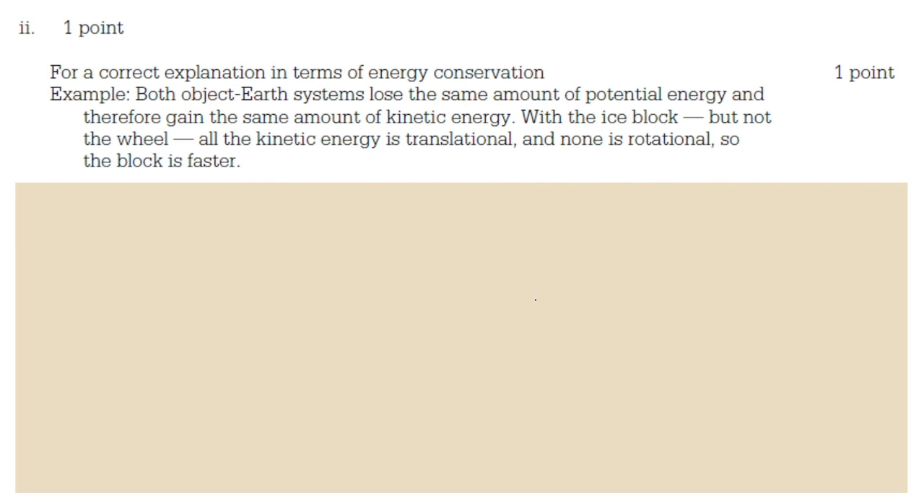Then it says with the ice block, but not with the wheel, all the kinetic energy is translational and none is rotational. So the block is faster. And that's it. If you want to take another closer look at this part of the scoring guide, go ahead and pause this video here. But with that, that is it for this question. Make sure you use this information about the scoring guide to go ahead and score your response in AP Classroom.